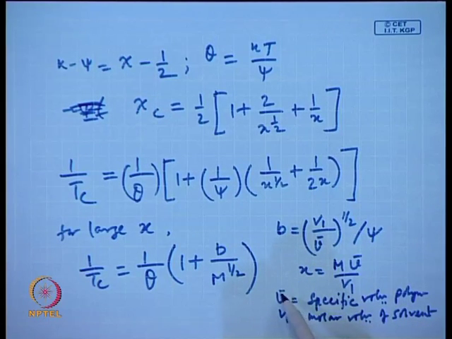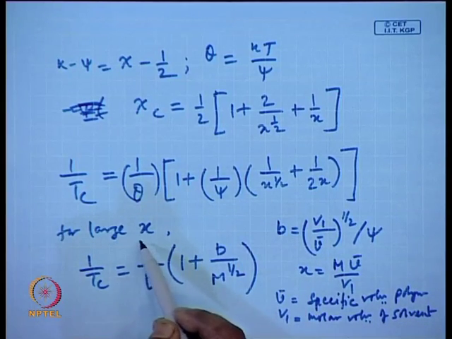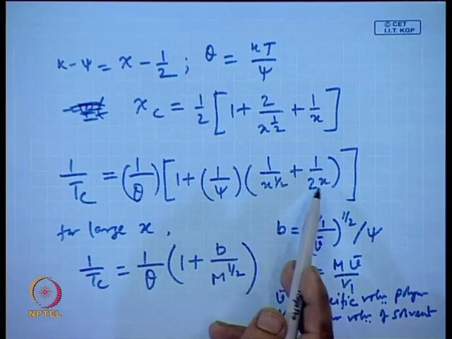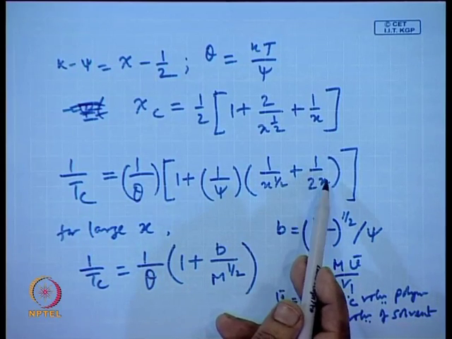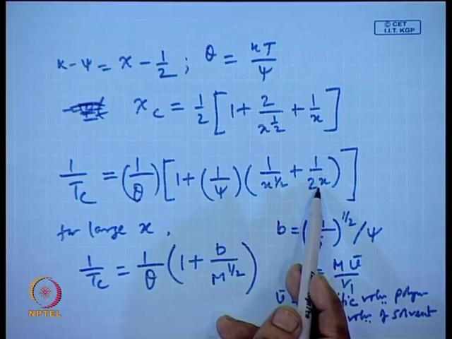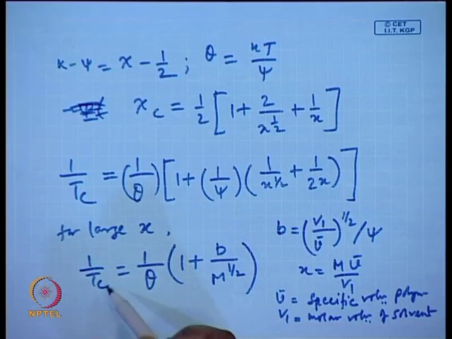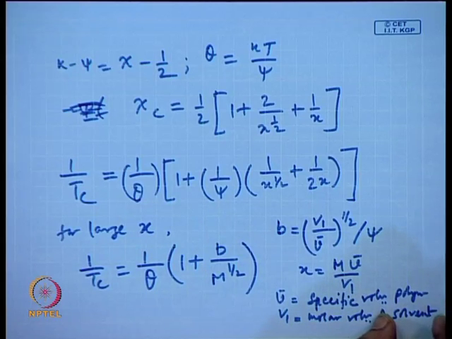So, if this V bar is the specific volume of polymer and V1 is the molar volume of solvent, then we can write the number of segments like this, and we define the term B as this. So, for large x we can discard, ignore this term. So, we can write this.